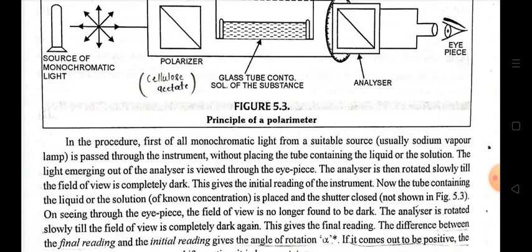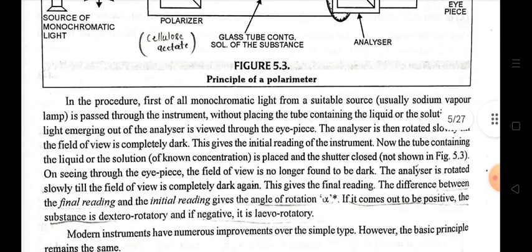On seeing through the eyepiece, the field of view is no longer found to be dark. The analyzer is rotated slowly till the field of view is completely dark again. This gives a final reading. The difference between the final reading and the initial reading gives an angle of rotation alpha. If it comes out to be positive, the substance is dextro-rotatory, and if it is negative, then it is called levo-rotatory.